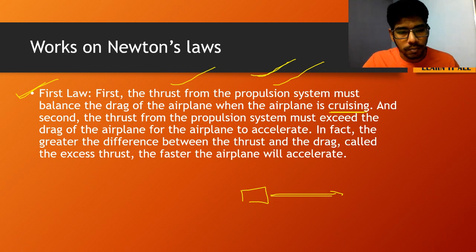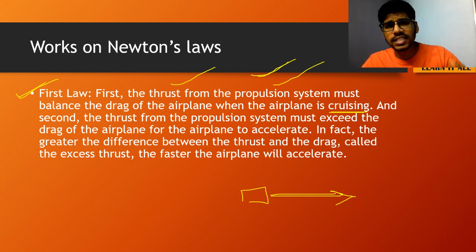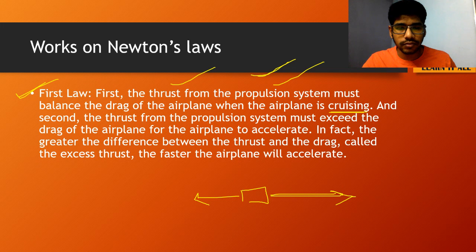For a particular object to move in air, there is some force which is acting against the movement of that object. There is a force which is pulling it back instead of letting it move forward. We call it drag force. So the thrust from the propulsion system must balance the drag of the airplane when the airplane is cruising.